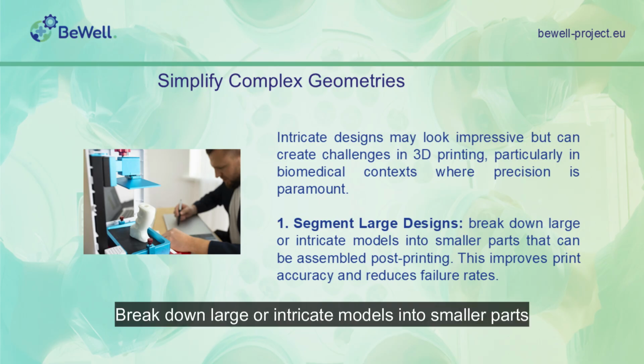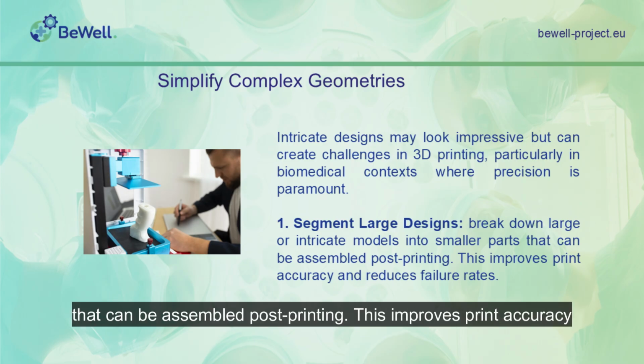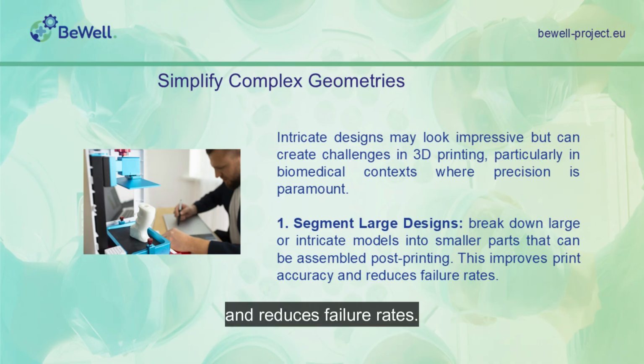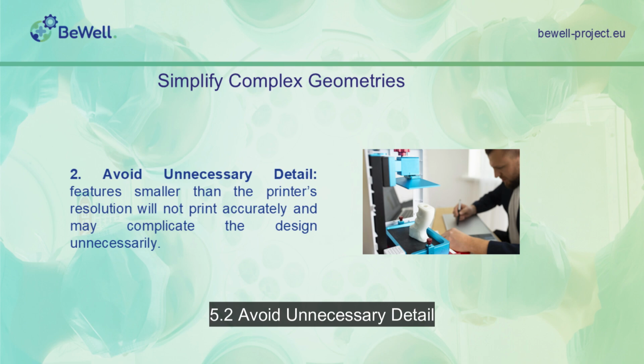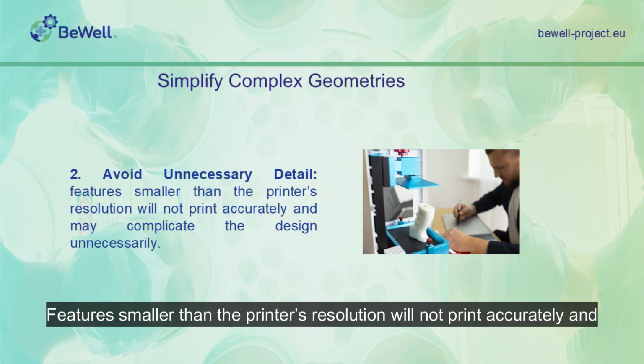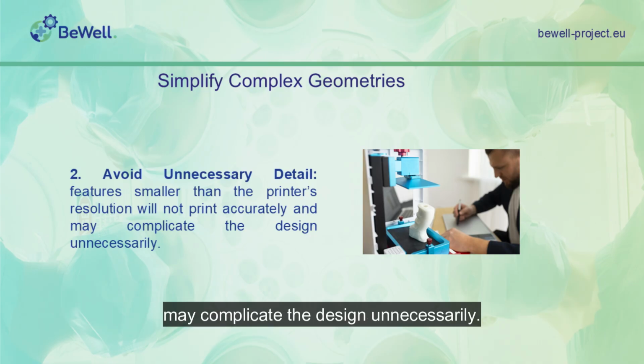5.1 Segment large designs. Break down large or intricate models into smaller parts that can be assembled post-printing. This improves print accuracy and reduces failure rates. 5.2 Avoid unnecessary detail. Features smaller than the printer's resolution will not print accurately and may complicate the design unnecessarily.